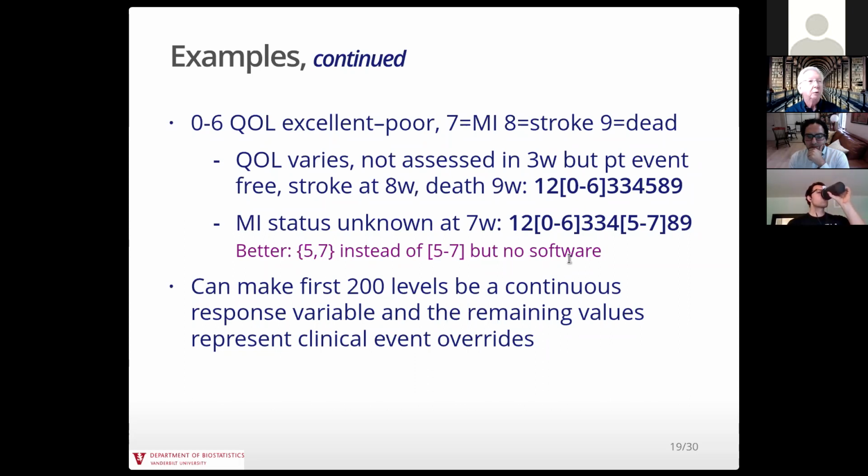So you can see you can make use of exactly what you know, and you take into account what you don't know. And you can go further. The first 200 levels could be a continuous response variable, and the remaining values represent clinical event overrides.